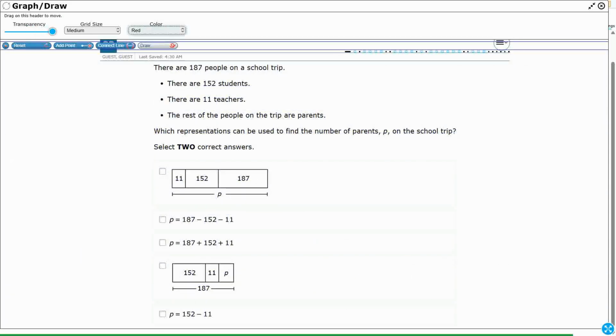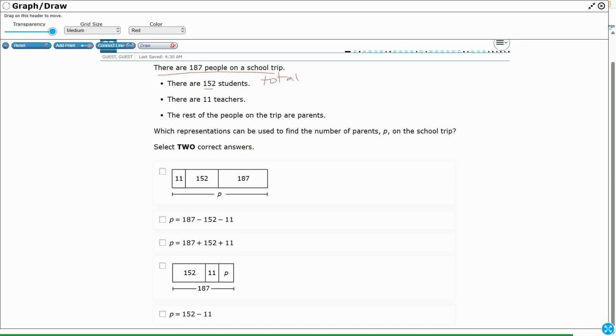So there's 187 people on this school trip. Now, when we say it just like that, that lets me think I've got my total right here. So I've got 152 students, 11 teachers, and then the rest are parents. Okay, so I need to find P, the number of parents. And it looks like I've got two different strip diagrams to choose from and then three different equations. So I'm going to guess here that I'm going to have to select one of each.